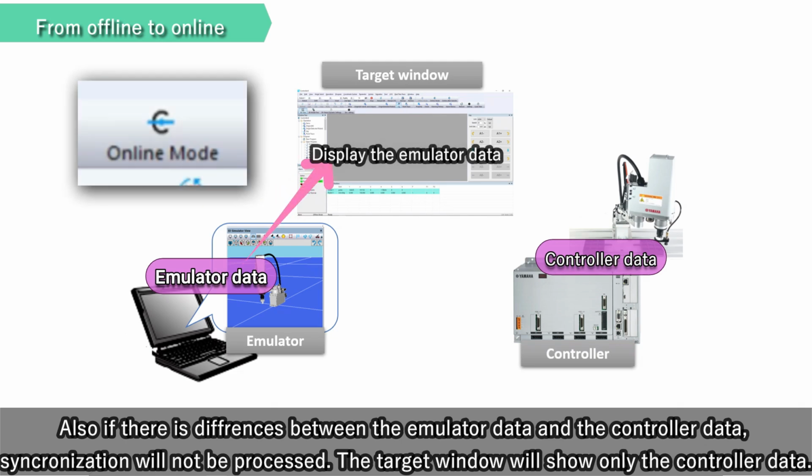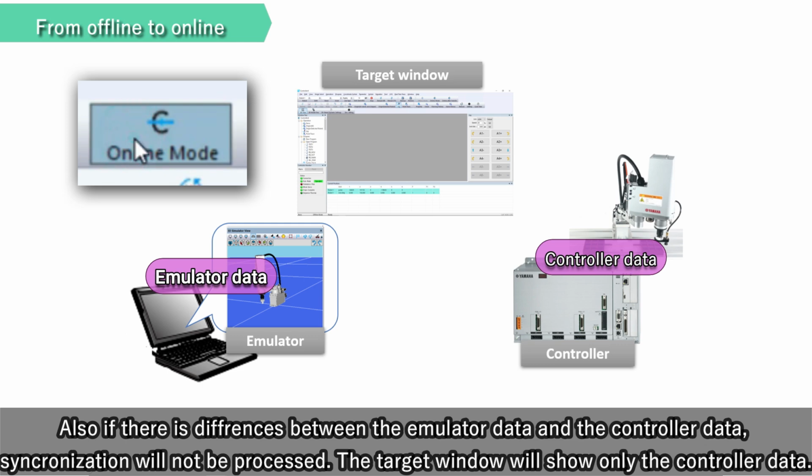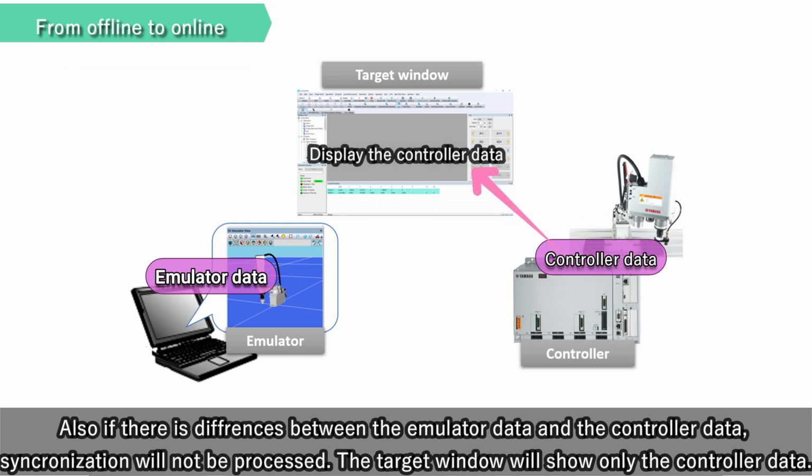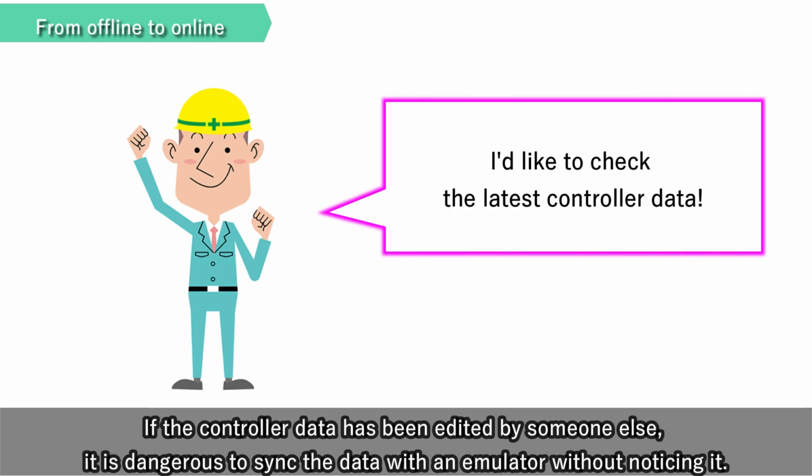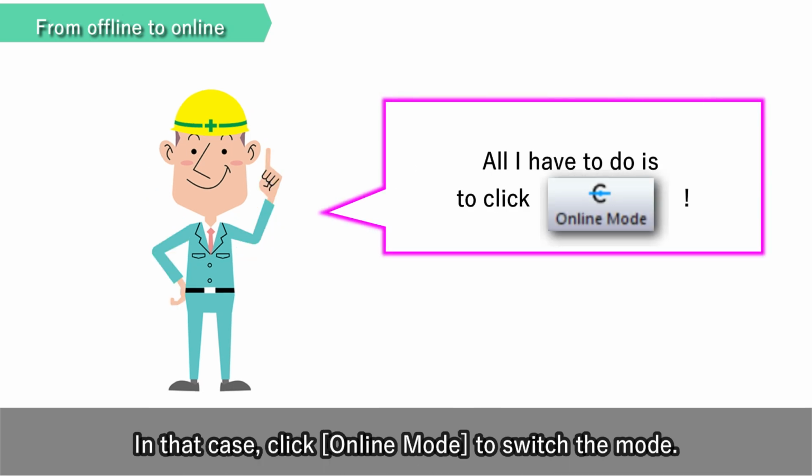Also, if there are differences between the emulator data and the controller data, synchronization will not be processed. The target window will show only the controller data. If the controller data has been edited by someone else, it is dangerous to sync the data with an emulator without noticing it. In that case, click Online mode to switch the mode.